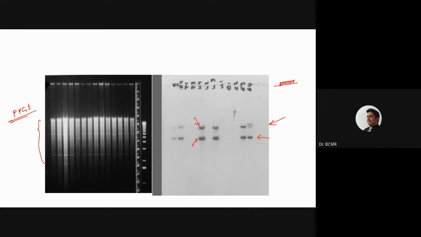So it means that the probe is able to attach to DNA present in these locations. Why is it able to bind? That is because it is complementary. That means there are at least 2 copies, or at 2 locations in the genome, there are fragments that are complementary to the probe. That is the meaning of it.